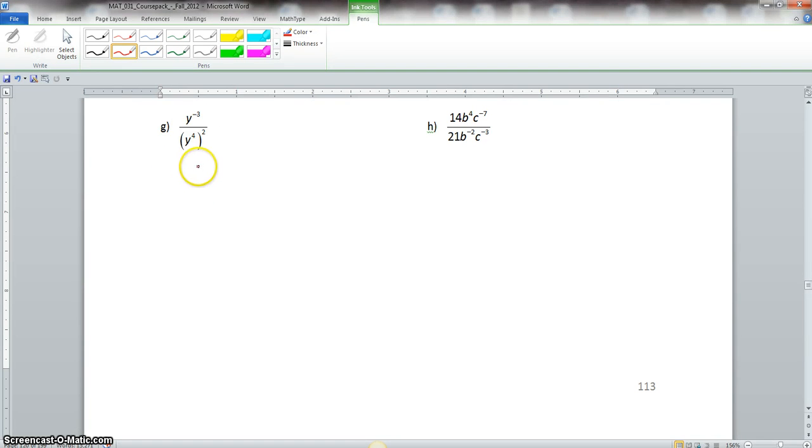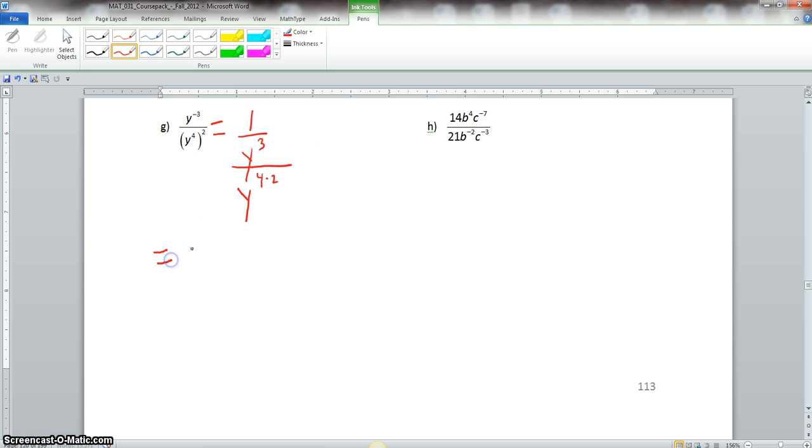Now class, picking up where we left off, we're on G. We have y to the negative 3 over y to the 4 to the second. So why don't we do this? We'll make this first, this y to the negative 3 will become 1 over y to the third, all over this will become y to the 4 times 2.